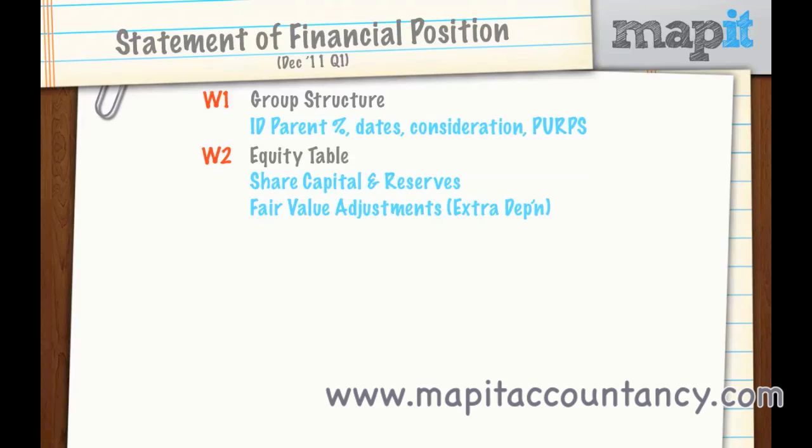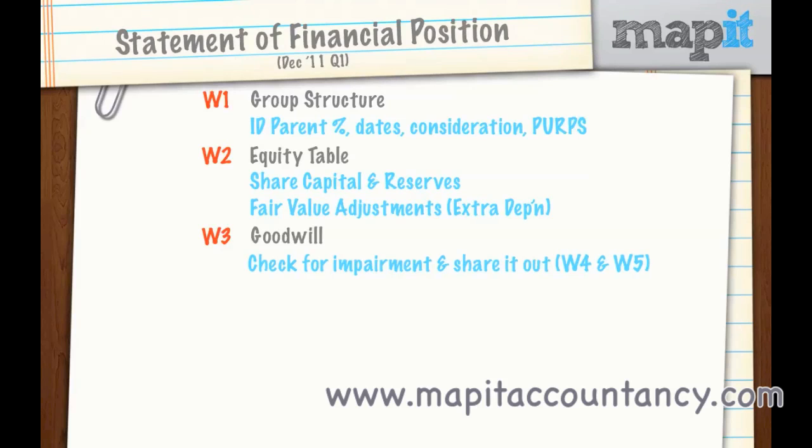So now that we've dealt with our equity table, we know what the share capital and reserves at acquisition and at the reporting date are, and we've dealt with any fair value adjustments. The next step is to do working 3, and working 3 is our Goodwill Working. So this will be the standard working that you will have learnt either through the full course that you've done with me or through your revision that you've done with another tuition provider. So the Goodwill Working is that standard working. Also at this time, check for any impairment and share that impairment out between our NCI and retained earnings.